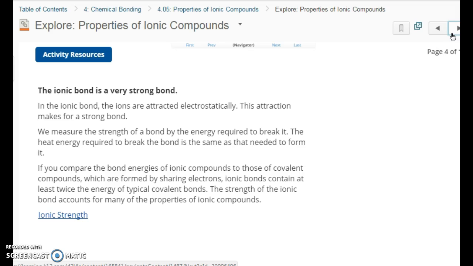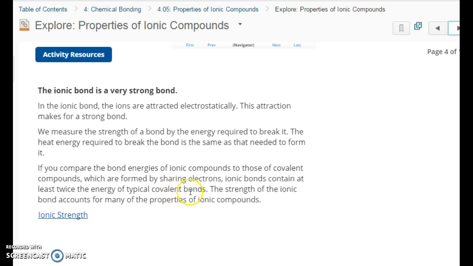It would get hot, but that's about it. Because it doesn't take a lot of energy, relatively speaking, to break apart the sugar, but it takes a lot of energy to break apart that positive-negative electrostatic connection, that bond of ionic compounds. If you compare the bond energy of ionic compounds to those of covalent compounds, which are formed by sharing electrons, ionic bonds contain at least twice the energy of typical covalent bonds.